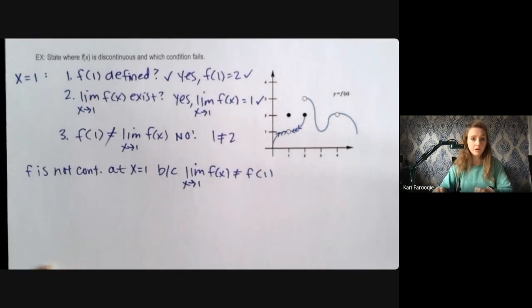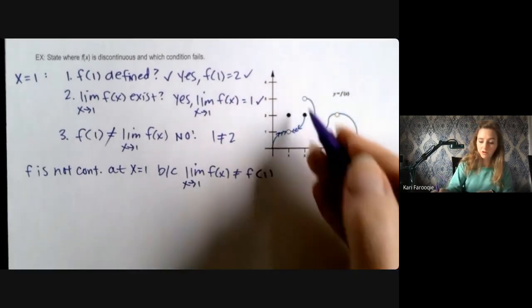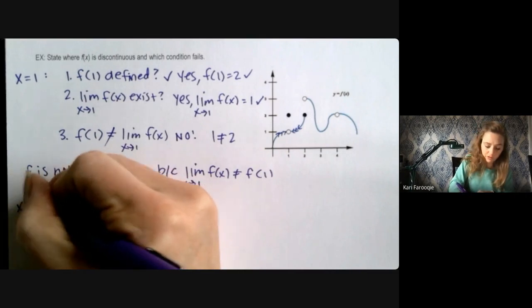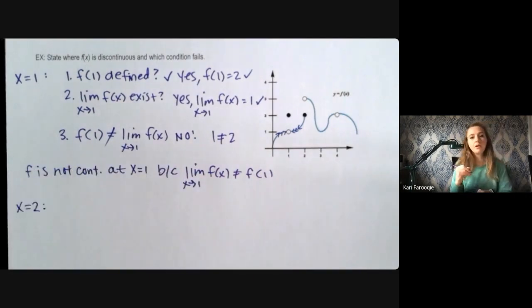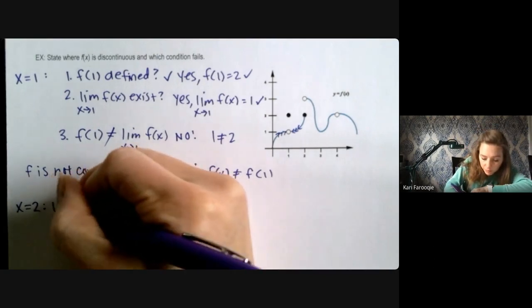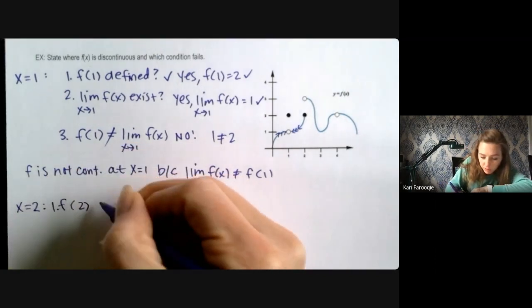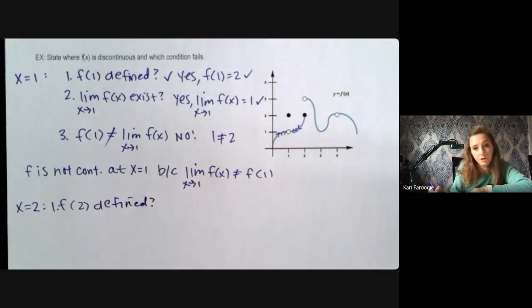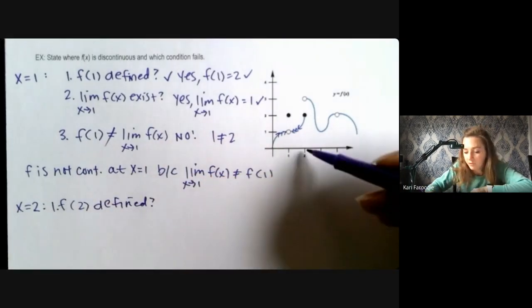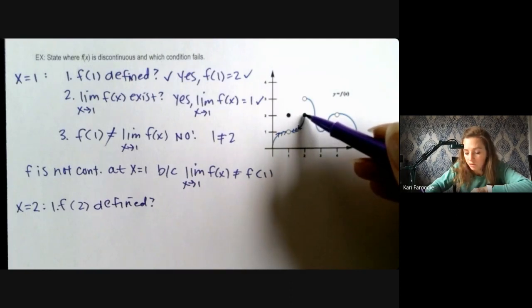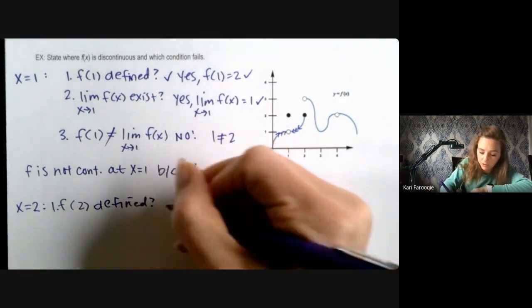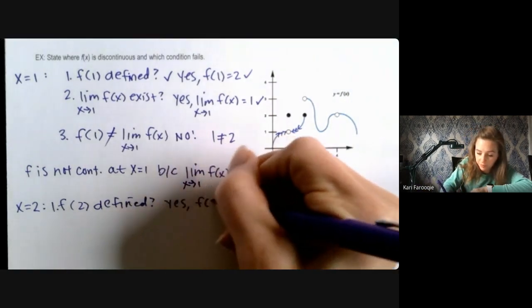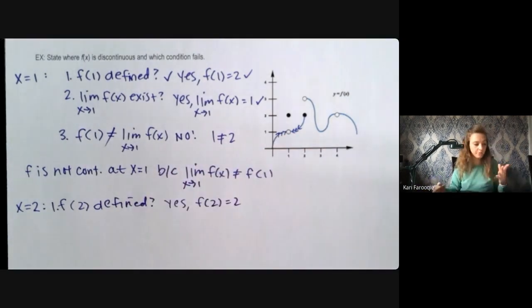Sometimes you'll find more than one condition. For instance, we've got a big problem at x equals 2. So I'm going to look and see, first of all, condition 1, is f of 2 defined? So you're going to look and you're going to say, let's see. F of 2 is defined. Yep, we've got a function value there. F of 2 is 2. Okay, fine. Yes. F of 2 is 2.